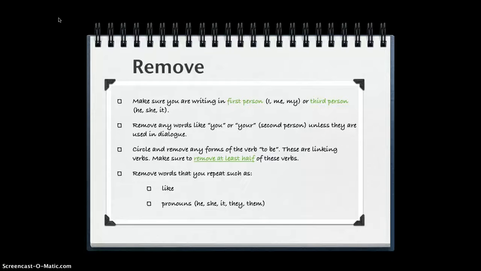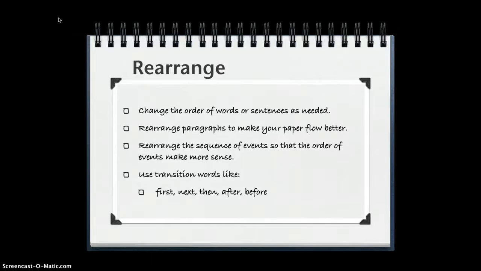Circle and remove any forms of the verb to be. These are linking verbs. Make sure to remove at least half of these because at times we can overuse these verbs. Remove words that you repeat, such as like. If you use the word like a lot in your paper, you need to remove some of those words. Also, by using pronouns over and over and over, that becomes very repetitive. You need to remove some of those pronouns and use the actual noun that those pronouns are referring to.